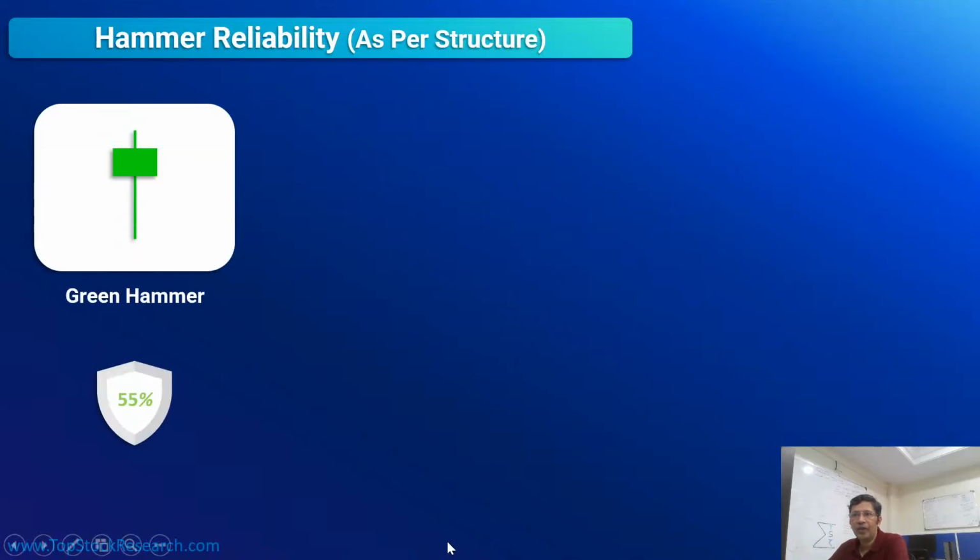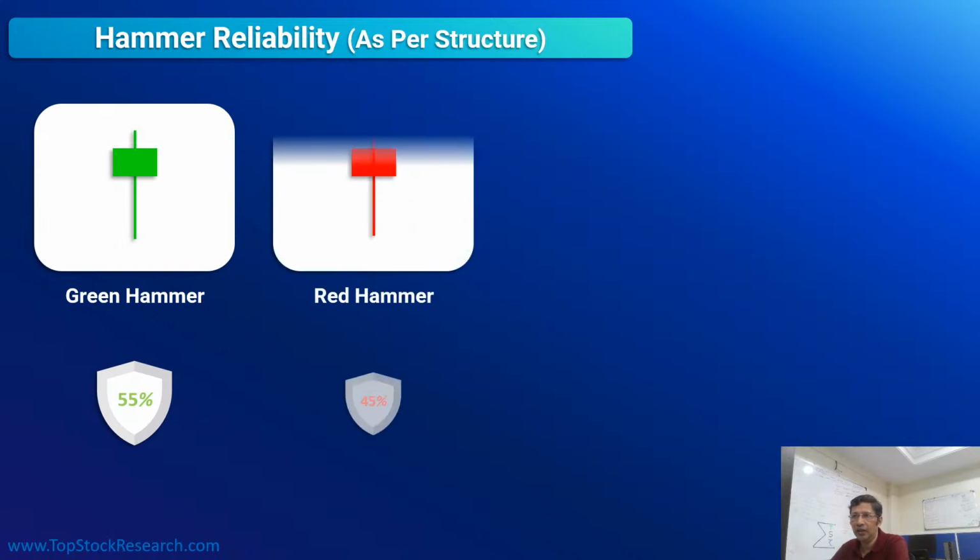Okay, reliability. If it is just a green candle, its reliability is 55%. So don't jump into one single candle. If you see a single candle, don't jump into it. Its reliability is about 55%. The idea here is, how do we increase the reliability of your trade, or how do we improve your risk and reward ratio? So that's what we'll do.